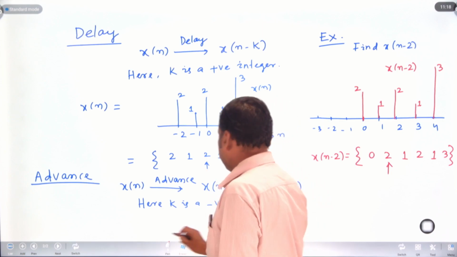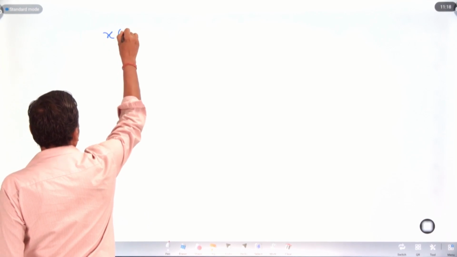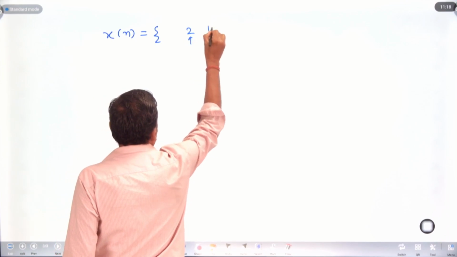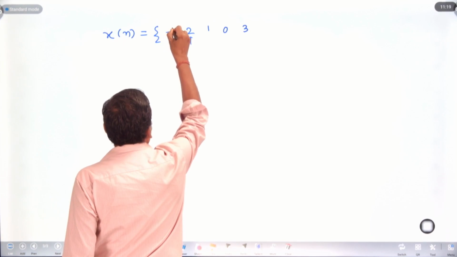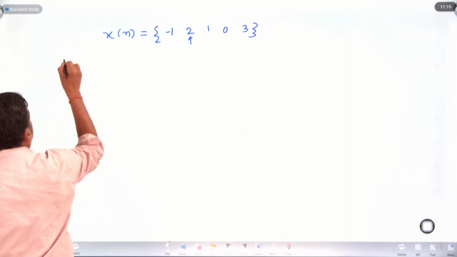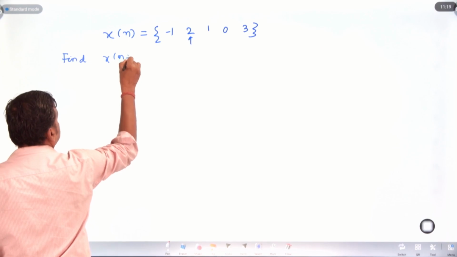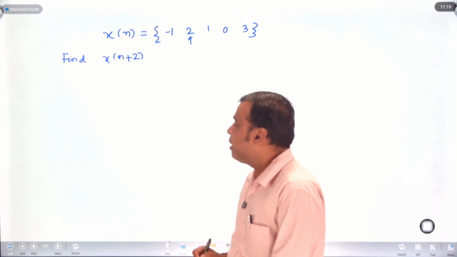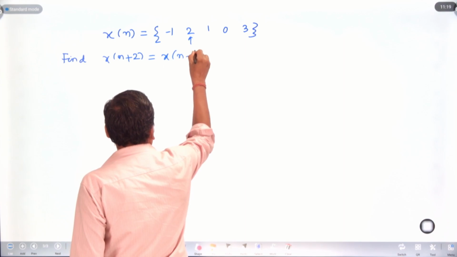Another example: suppose this is your x of n, and we have to find x of n plus 2. Here k is a negative integer, so x of n plus 2 is nothing but x of n minus of minus 2.